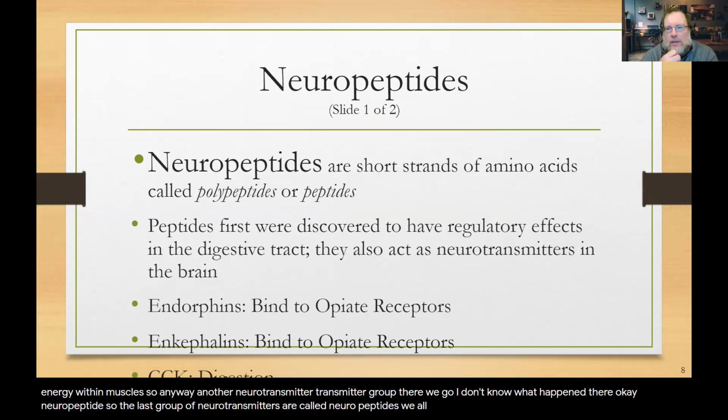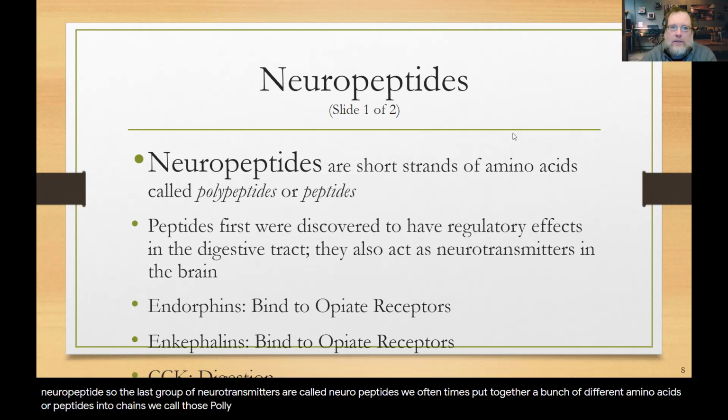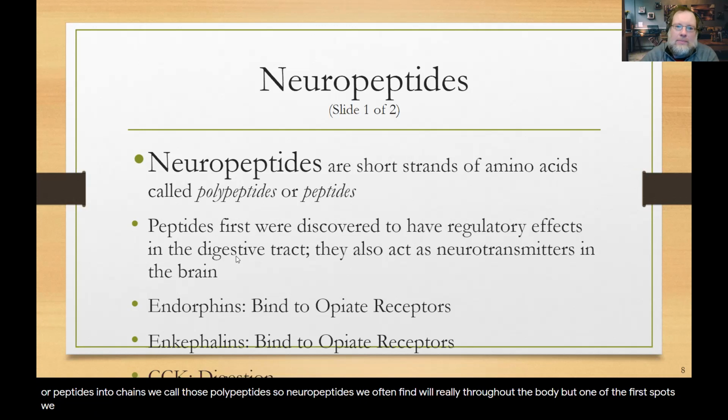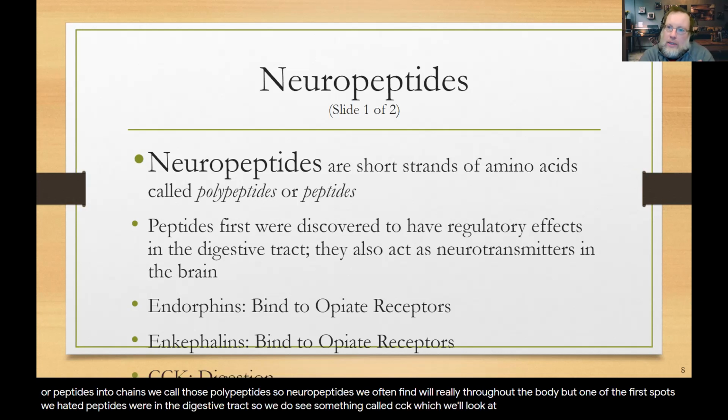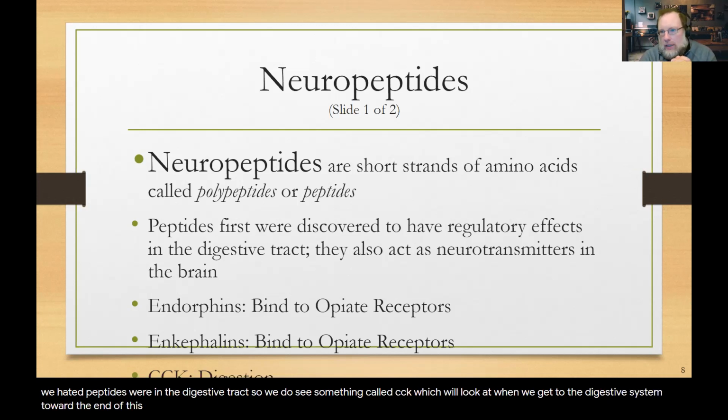We oftentimes put together a bunch of different amino acids or peptides into chains. We call those polypeptides. So neuropeptides, we often find throughout the body, but one of the first spots we located peptides was in the digestive tract. So we do see something called CCK, which we'll look at when we get to the digestive system toward the end of the semester. Cholecyst, we know, means gallbladder. Kinin, the K, has to do with movement.